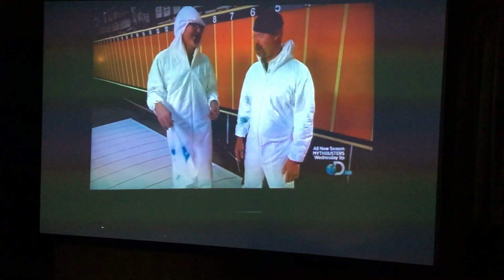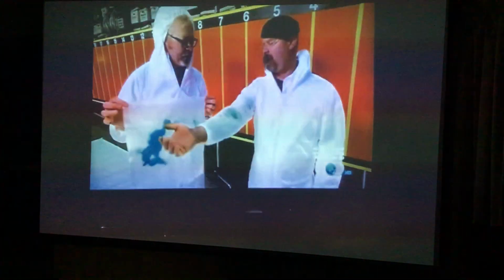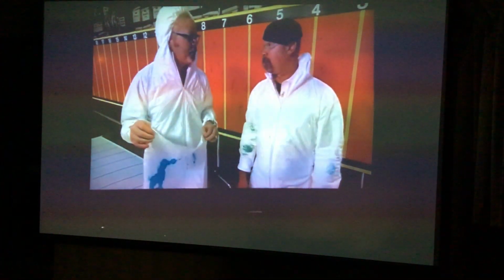So, this flu season, which method are you going to use? The hand? The elbow? It's gotta be the elbow. I totally agree, it's the elbow. So now you know.